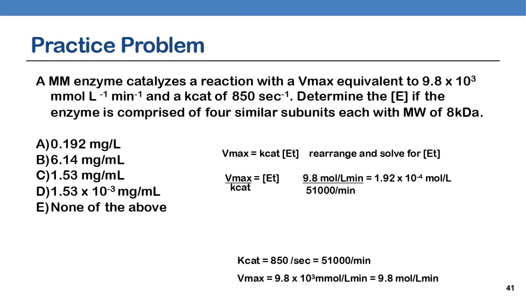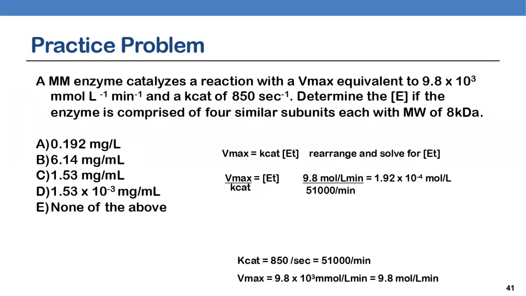So you would convert your 9.8 millimole into moles per liter per minute, and then convert your 850 seconds into minutes, so those two can cancel. Then you're going to get 1.92 times 10 to the negative 4 moles per liter. Now the problem with this is we don't have that in our options. So you were given the molecular weight. This was saying that you have 8 kilodaltons and you have 4 subunits.